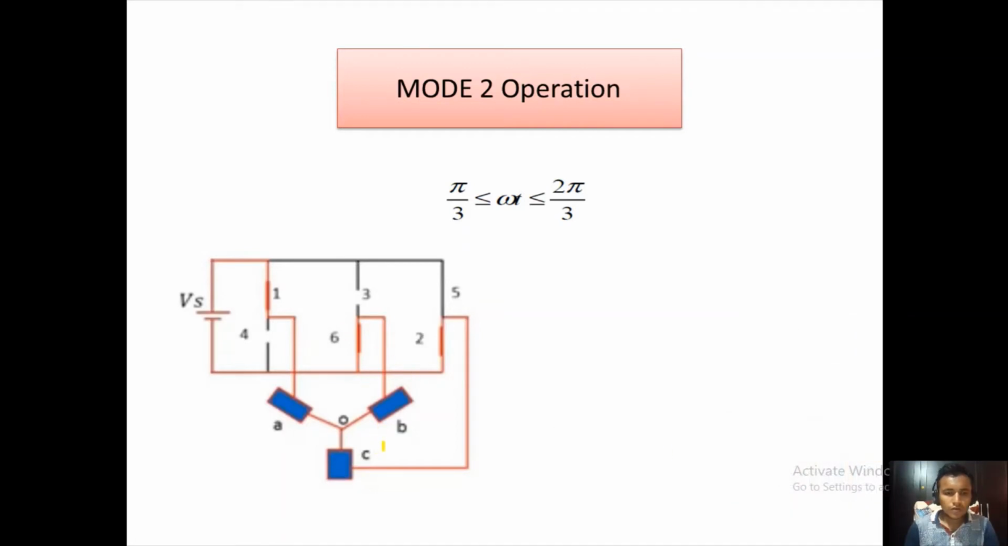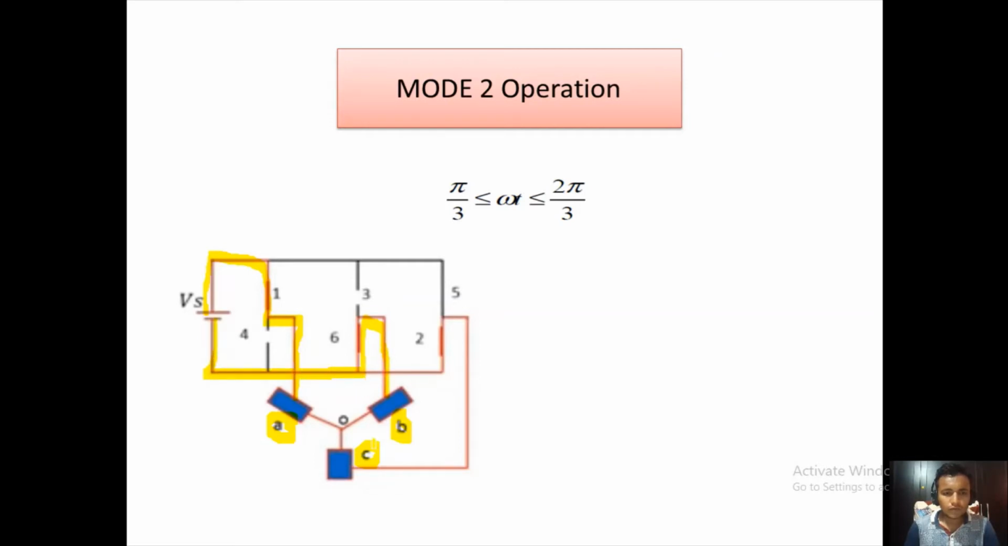And also the terminals. You can see the terminal A. We can say that terminal A is connected to the positive supply of the DC supply, and these two terminals, B and C, are connected to the negative terminal.